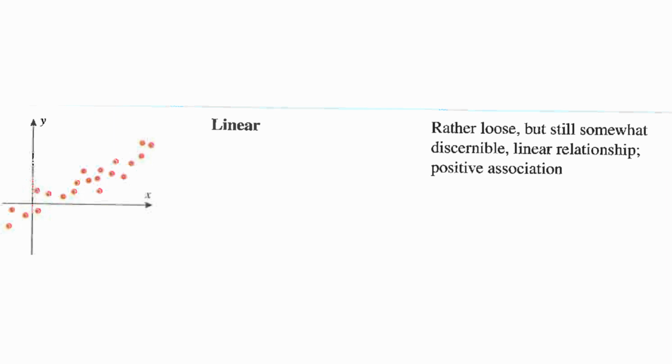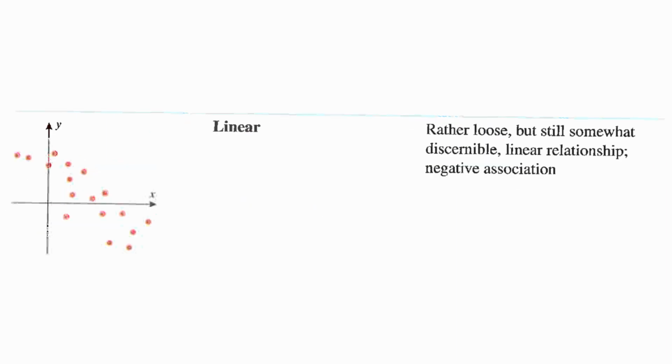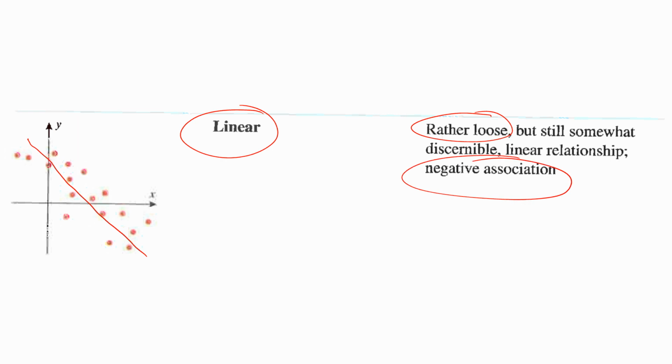So this would be an example of a positive association. Definitely still linear. Looks like we could draw a line for it. Come back. And this is a little loose, all right, but still somewhat discernible. All right, so it's looser than this first one, but now we get into rather loose. Still looks like it's trending downward though. So if it looks like it's all trending in the same direction, we'll say it's linear. All right, it's still definitely a negative association.